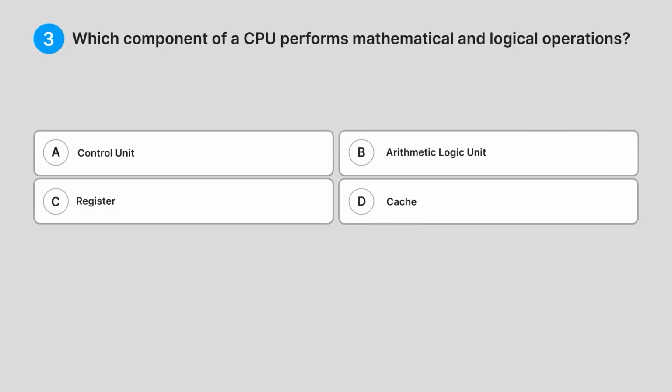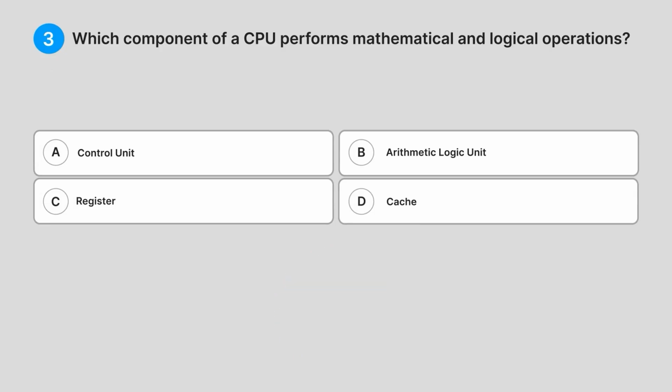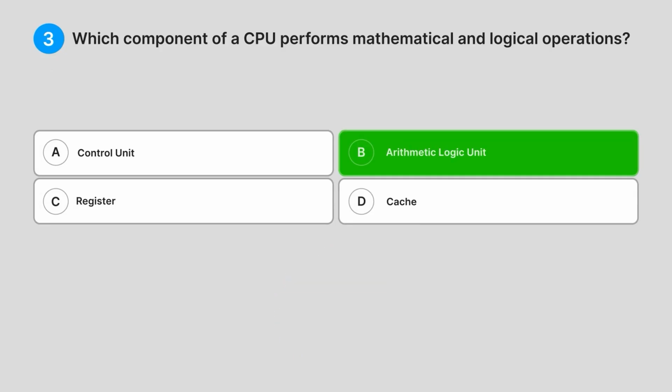3. Which component of a CPU performs mathematical and logical operations? A. Control unit. B. Arithmetic Logic unit. C. Register. D. Cache. Can you guess the answer? Correct answer, B. Arithmetic logic unit.